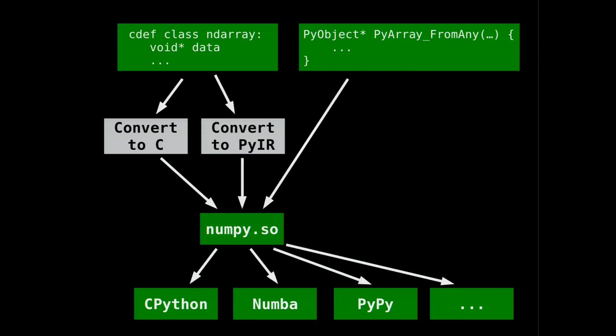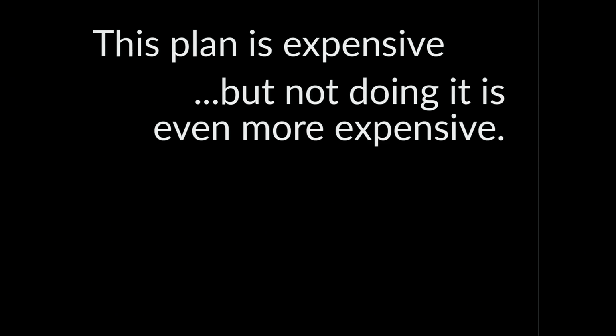So this plan is pretty ambitious. There are a lot of details that would need to be worked out. So is it going to work? I don't know. It's very expensive, but on the other hand, not doing it is even more expensive, right? There are actually people right now putting FTEs into re-implementing NumPy. Maybe they should instead be putting those FTEs into making something that's actually sustainable and scalable, if we can make it work.